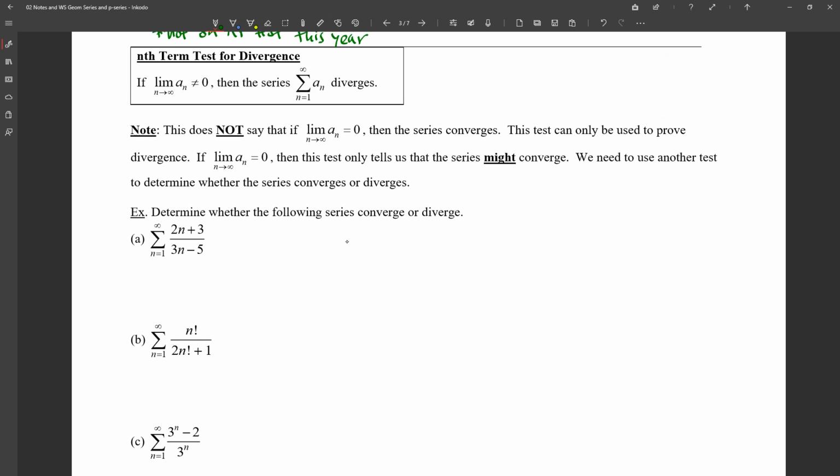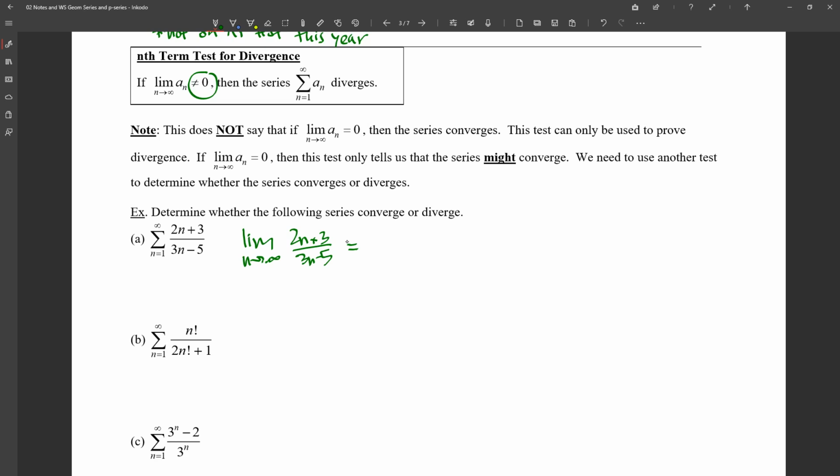What this nth term test for divergence says is I take the limit as n goes to infinity of (2n plus 3) over (3n minus 5). So really what I'm doing is taking the sequence and finding the limit of this sequence, seeing what this sequence converges to, or if it diverges. And if when I take the limit of this I get something that is not equal to 0, then the series diverges. Let me take the limit of this.